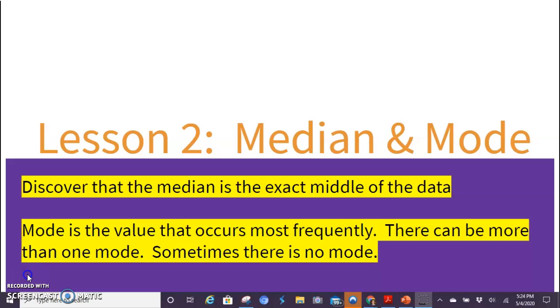Welcome to Lesson 2, where we're going to look at the median and the mode of a data set. We're going to be discovering that the median is the exact middle of the data, and the mode is the value that occurs most frequently. Mode, most. There can also be more than one mode, and sometimes there is no mode.